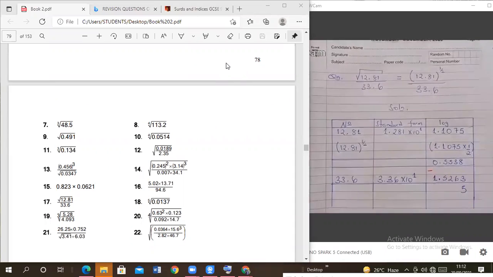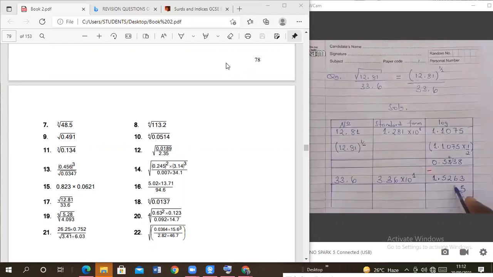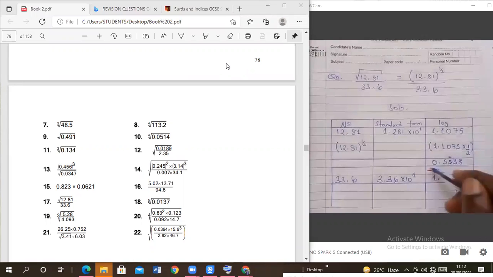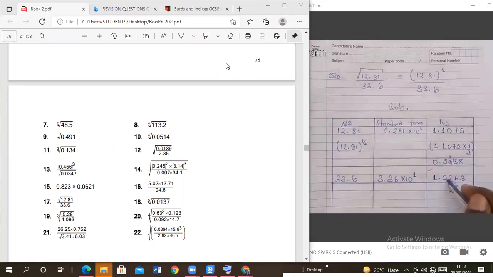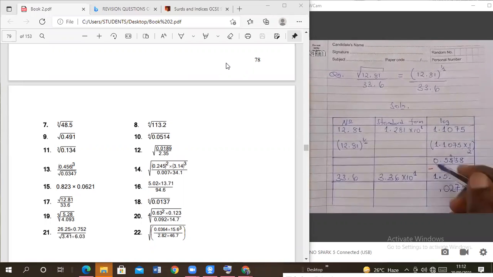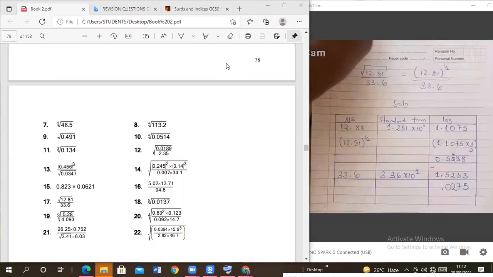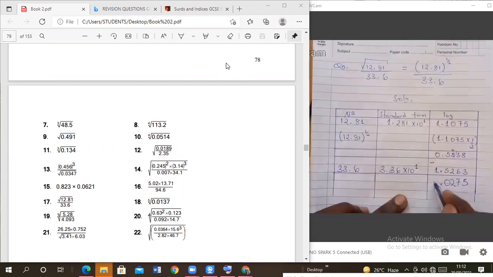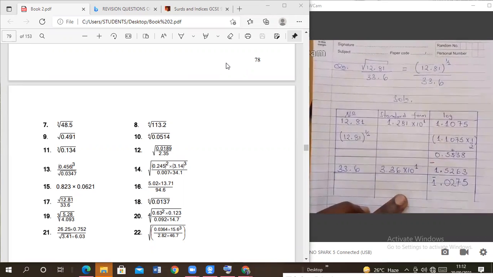minus 6. Is it possible? No. We come on board here. Here the remaining one becomes 13. 13 minus 6? 7. Good. Then 4 minus 2? 2. 5 minus 5? 0. Point. 0 minus 1? Negative 1. So it becomes 1 bar.